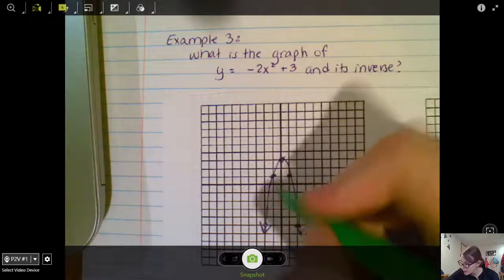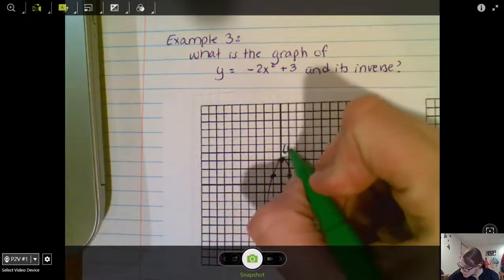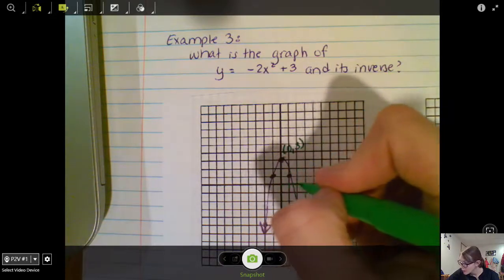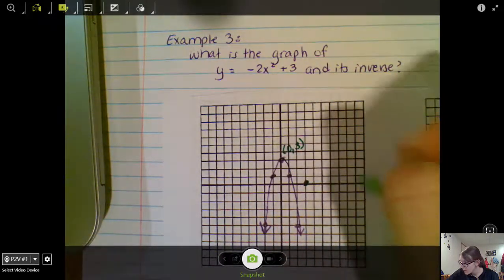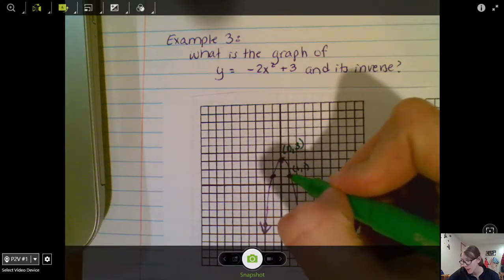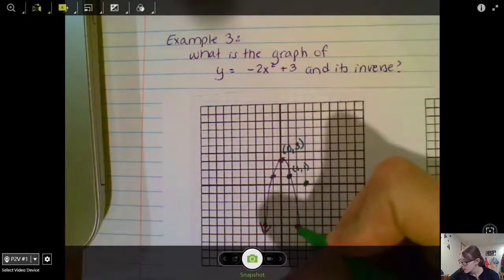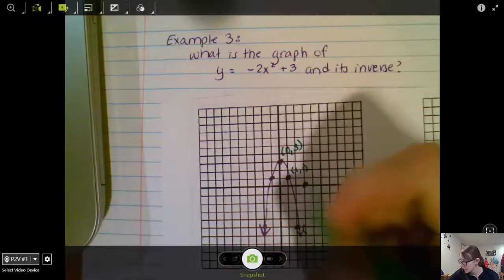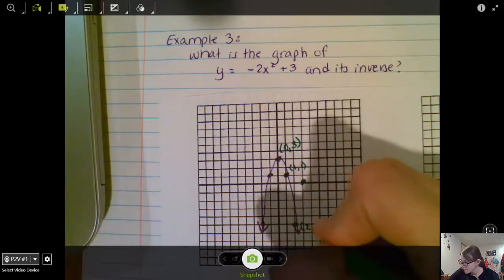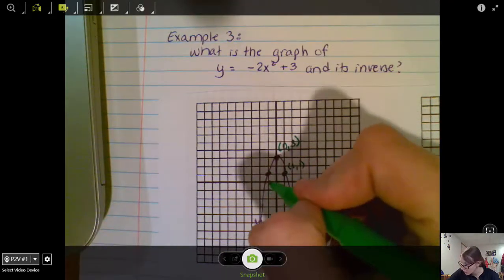So this point right here was 0, 3. Switch the x and the y around, 3, 0 is on the inverse. This point was 1, 1. Well, switching the x and the y around, we're still at 1, 1. This guy right here was 2, negative 5. Switch the x and the y around, we're at negative 5, 2.